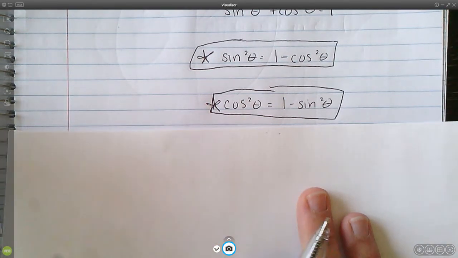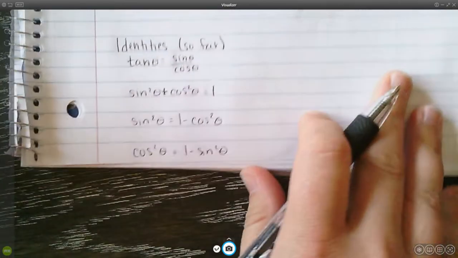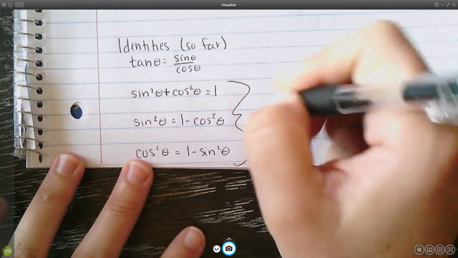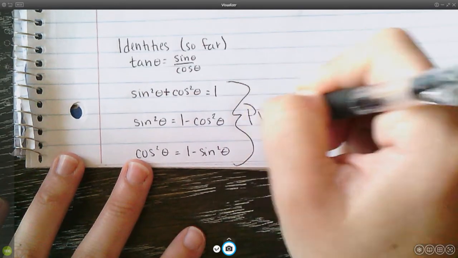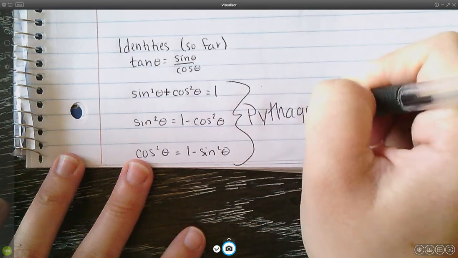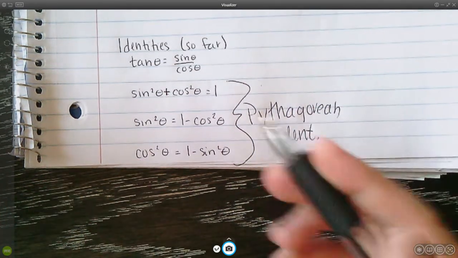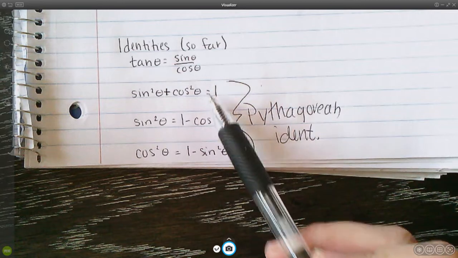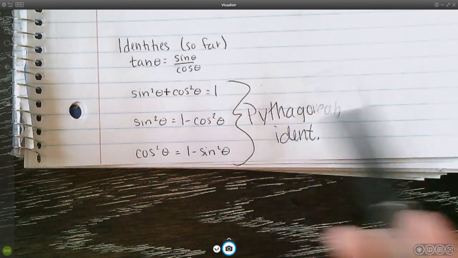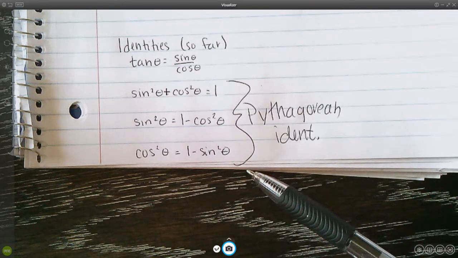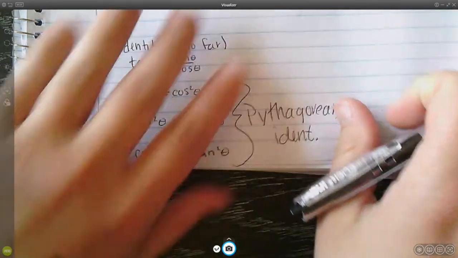So far, these are the identities that you should have written, and these three are Pythagorean identities. What we're going to do is use these four identities and try to prove some things. So if you haven't, make sure you pause the video and write these down.